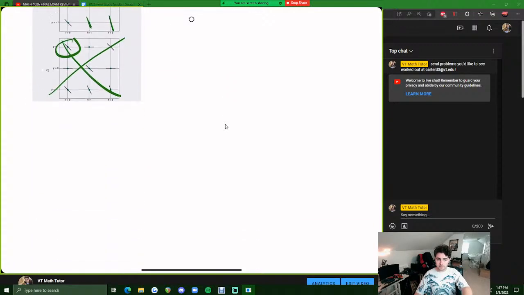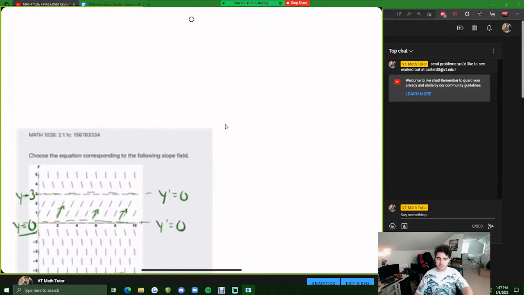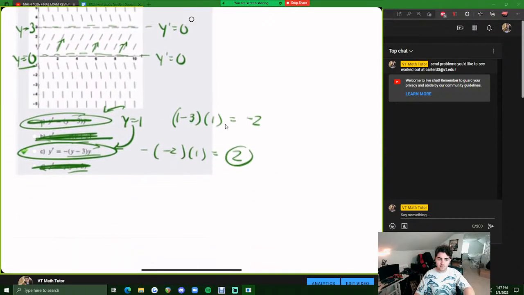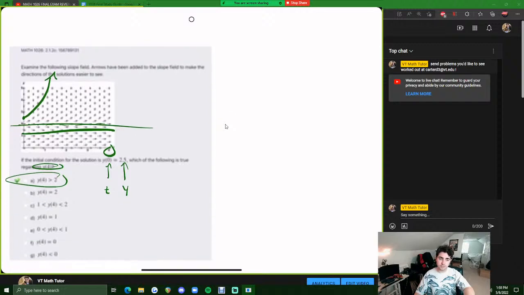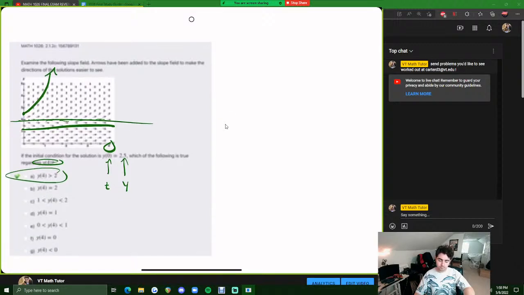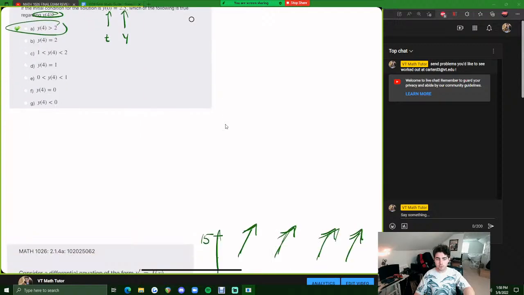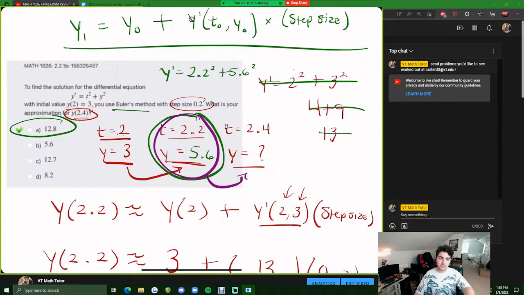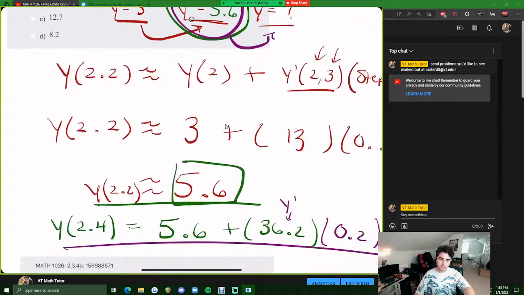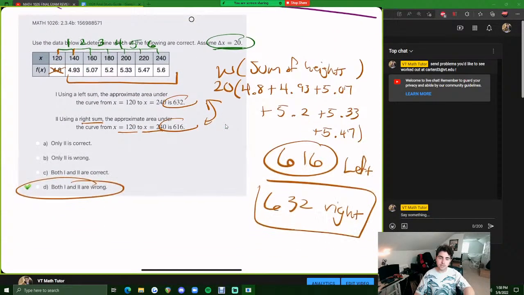Understand slope fields, like basically how to find the slope when given certain t and y values, make sense of equilibrium solutions where y prime equals 0. Sorry, it's taking a second to load. There we go. So slope fields, equilibrium solutions, unstable versus stable. Pretty much everything we've covered today. Euler's method. I feel like everything we've covered has been a great representation of the general fundamental things you ought to know from 1026.